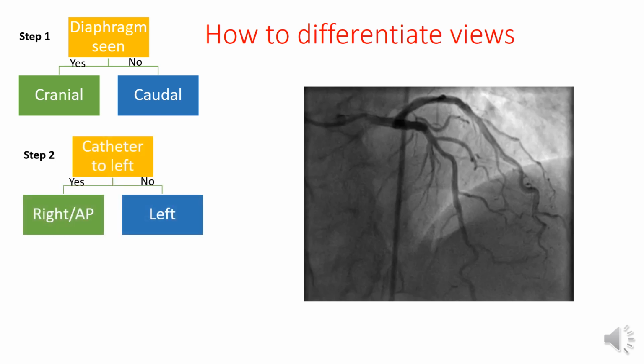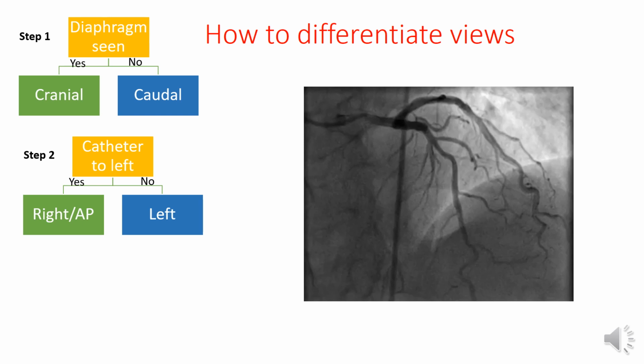Then we will look at the catheter shaft. When the catheter is seen on the left side of the coronary picture, this means it is a right cranial or epicranial view, and the opposite is true. So in this picture we have the diaphragm, so it is a cranial view. We have the catheter on the left side, so it is a right cranial or epicranial view.